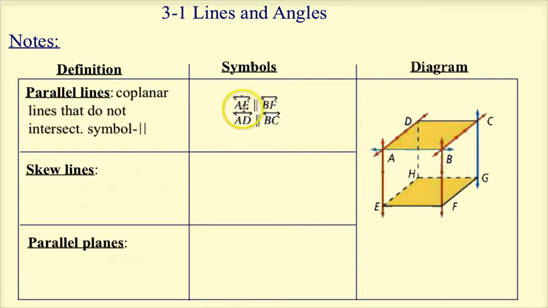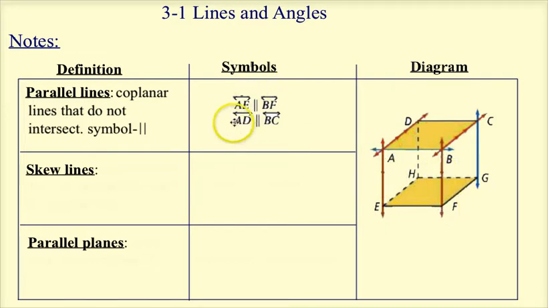We have AE, with a little line above it. So line AE, this vertical red line right here, is parallel to line BF. And BF is another vertical line. So they're in the same plane and they do not intersect. AE and BF are parallel.